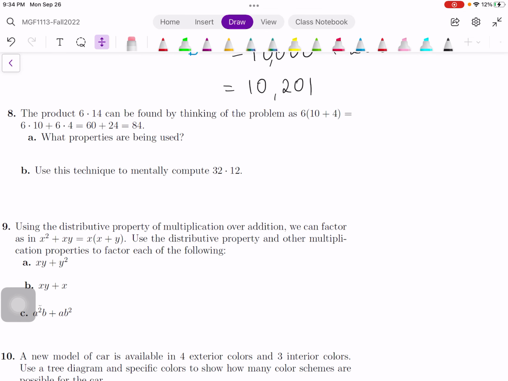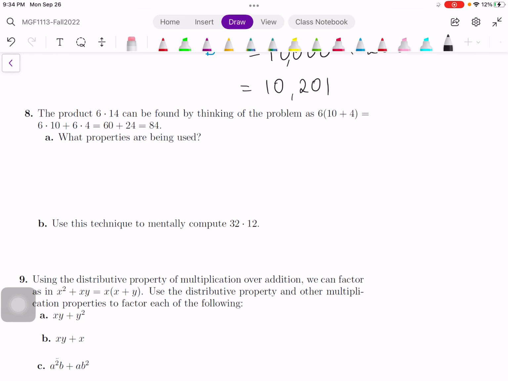Okay, let's look at number 8. The product 6 times 14 can be found by using 6 times 10 plus 4. So again, I'm going to use distributive property of multiplication over addition. But first we had to create addition. So we split 14 into more convenient 10 plus 4. So now I can multiply 6 by 10 and 6 by 4. Each multiplication is pretty easy, and then adding together creates 84, which is the product of 6 times 14. That's, guys, how I do my multiplication in my head.